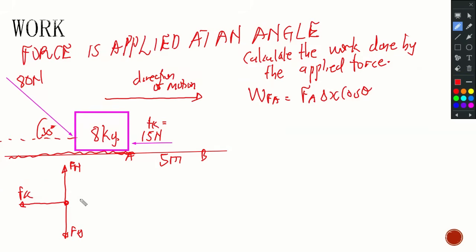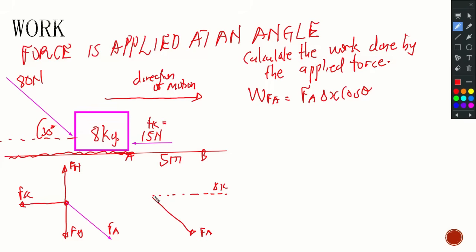Now, how do we indicate this? We're going to indicate that force applied like this. So that becomes the force applied, right? Now, if we are to indicate what happens between the force applied and the displacement, this is your force applied, and the displacement of the object is going in this direction, horizontal. Now, the question is, what is the angle between the force applied and delta x?